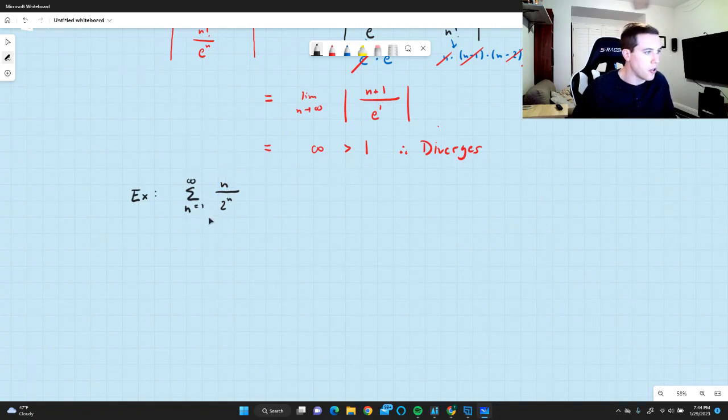This is not geometric. It's not a p-series. It doesn't really fit. You could try to do a comparison, but not really, because you have to compare to a geometric where the top is 1. No, it's not going to work. The best thing to do in this case, since we have a combination of a polynomial, even though it's linear, and the exponential, is use the ratio test.